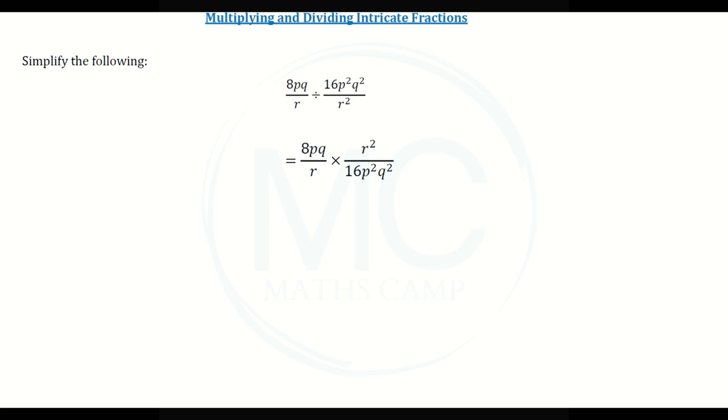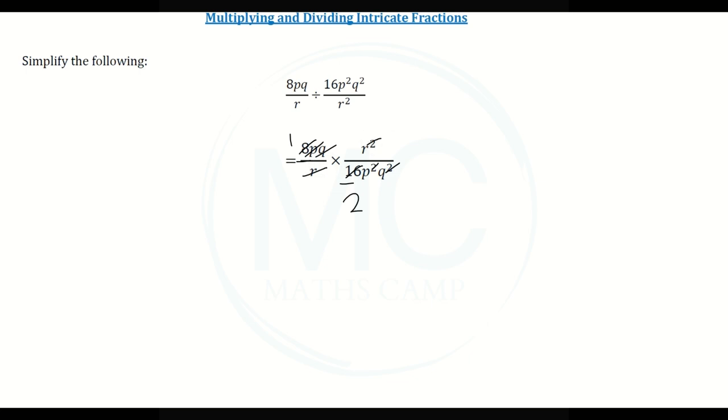And now we can cancel. We have 8 and 16. 8 divided by 8 is 1. 16 divided by 8 is 2. We have p and p squared, so this p will cancel. The exponent of 2 will cancel, and we're left with p. Then we have q and q squared, so the q cancels, the exponent cancels, and we're left with q. Now we have r and r squared, so the r will cancel, the exponent will cancel, and we're left with r.